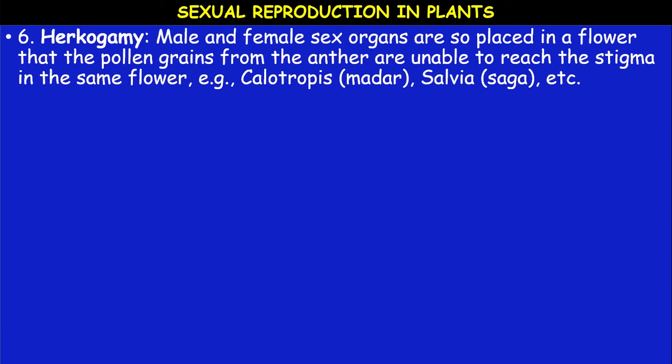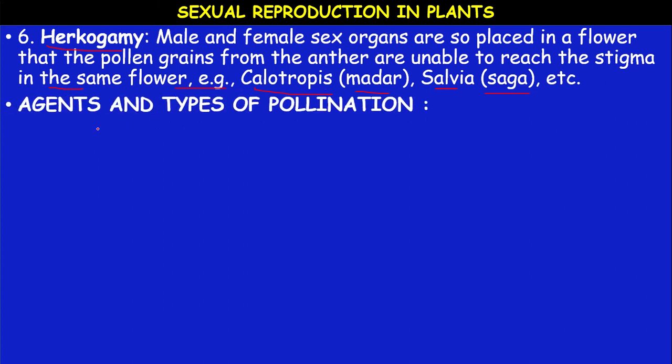Another, hercogamy, is the last contrivance for cross pollination. Hercogamy means the male and female sex organs are so placed in a flower that the pollen grains from the anther are unable to reach the stigma in the same flower. You can see this in Calotropis, Salvia and others. It is the presence of a natural physical barrier between the androecium and gynoecium, which helps in avoiding self pollination.